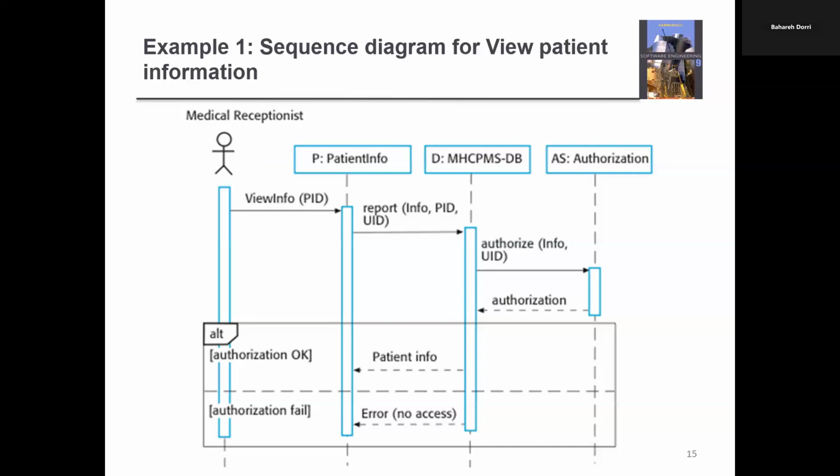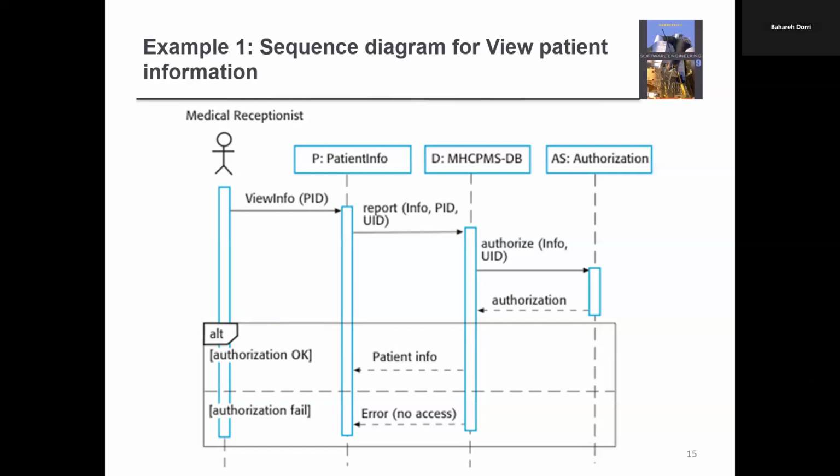Before any data is returned, the system checks authorization. So it sends a message to the authorization service asking whether this user is allowed to view that information. And now here is the interesting part. This box labeled alt stands for an alternative flow, meaning there are two possible outcomes based on whether authorization is successful or not.